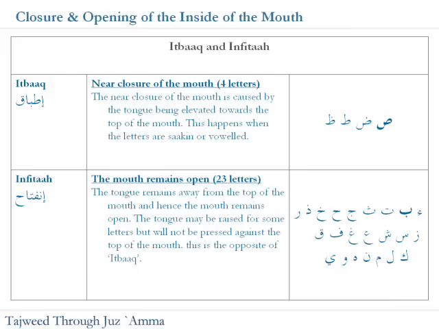Then we have the mouth remains open, and we don't mean the outside of the mouth, we're talking about the inner part of the mouth. The tongue remains away from the top of the mouth, and hence the mouth remains open. The tongue may be raised for some letters, but will not be pressed against the top of the mouth. This is the opposite of the near closure. If we take the letter ba, so if you say ba, you'll notice that obviously your mouth is very open, and even if you say ab, ab, you'll notice that your tongue is away from the roof of your mouth, and generally inside the mouth it's still open. So we've got all the letters there. You can study the letters in their groups by pausing the video if you need to.